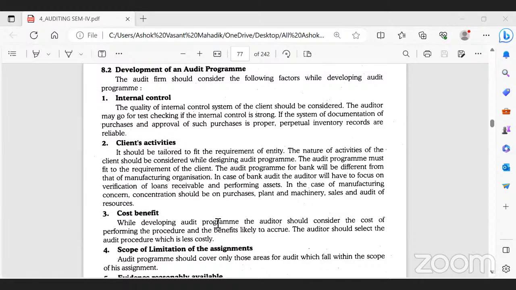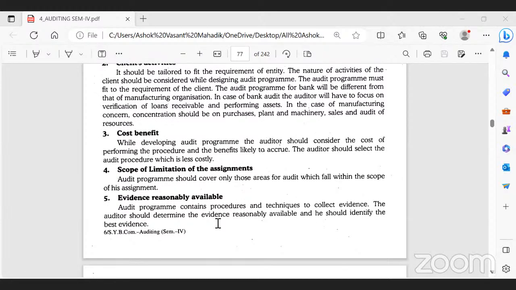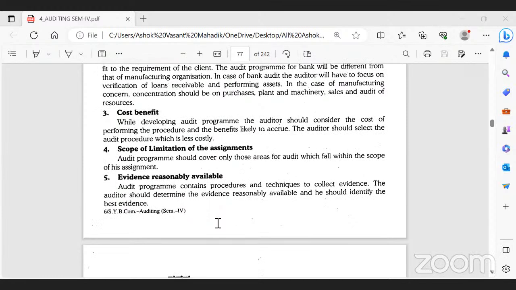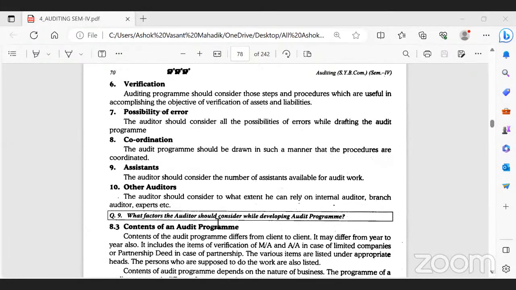Then he should look at the activities of the client, in what kind of activities the client is involved. So he can go and actually observe the transactions. He has to see what is the cost benefit. He should decide the scope of the assignment, that is, what he has to cover. All these points are considered while drafting the audit program.